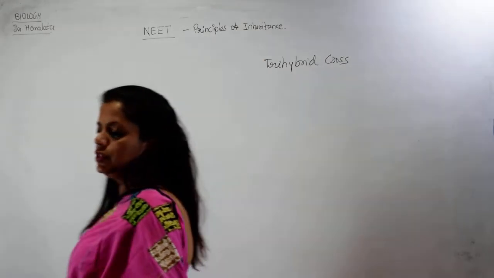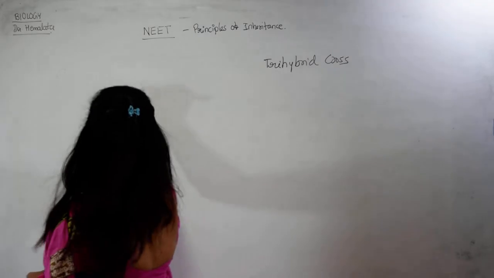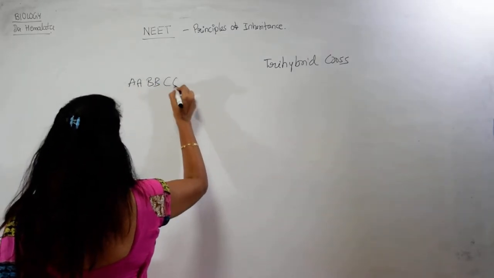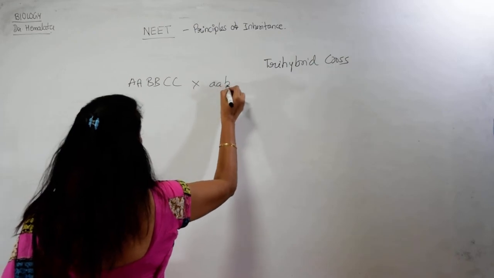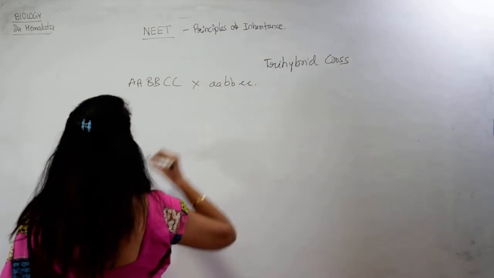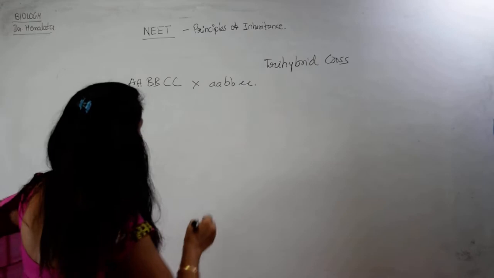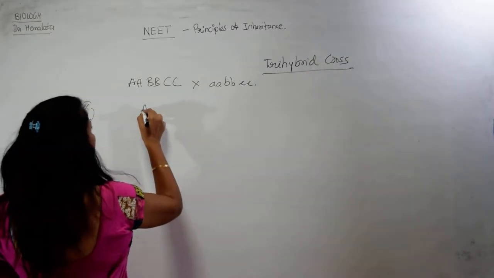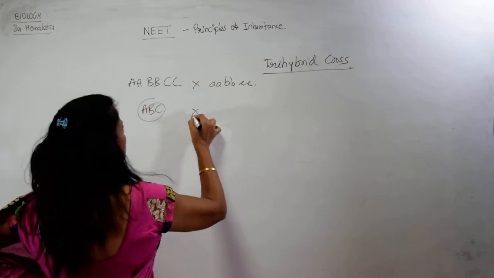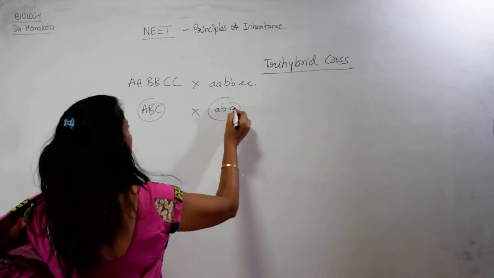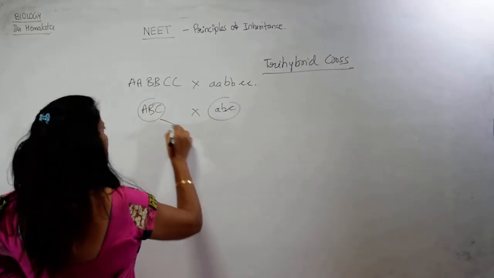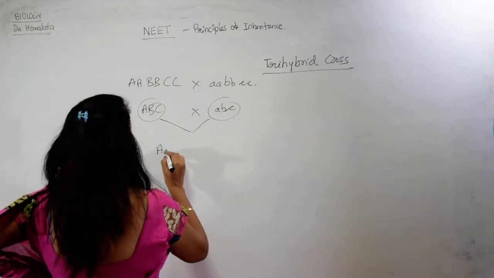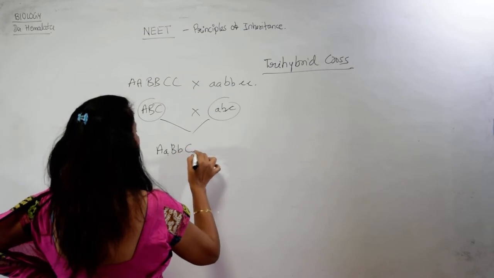Imagine a cross for 3 pairs of alleles. Okay. Imagine it is AA, BB, CC cross to AA, BB, CC. Okay. This is a trihybrid cross, having 3 pairs of alleles. So gametes, when you write, it will be A, B, C here. Here it will be A, B, C. Okay, small c like this. Combine it. Capital A, capital B, capital A, small a, capital B, small b, capital C, small c.